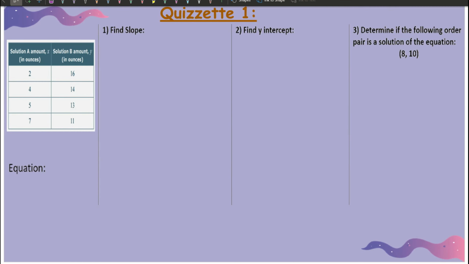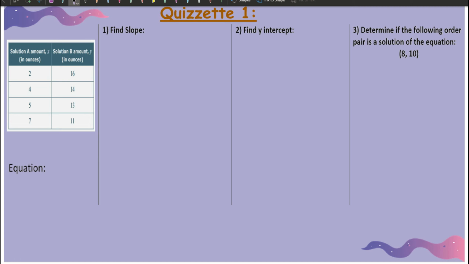We have 3 questions here and an x and y value table. They all connect to one another. These are the information of the same problem. First, find the slope. There are multiple ways to find slope. I think we have three different ways.